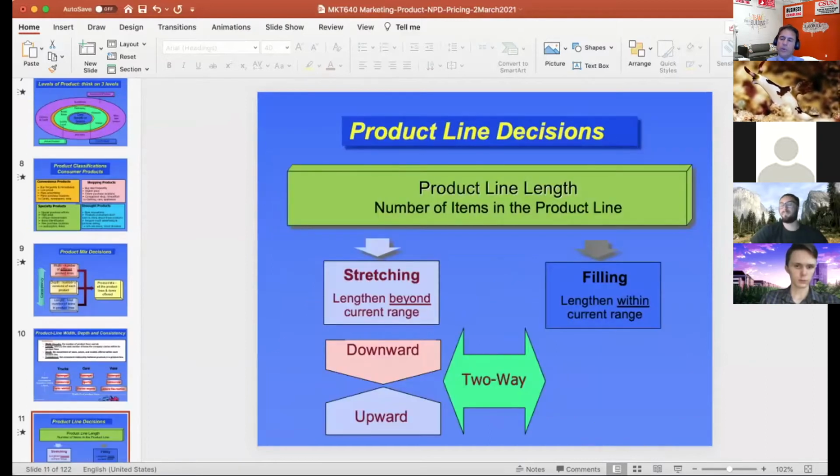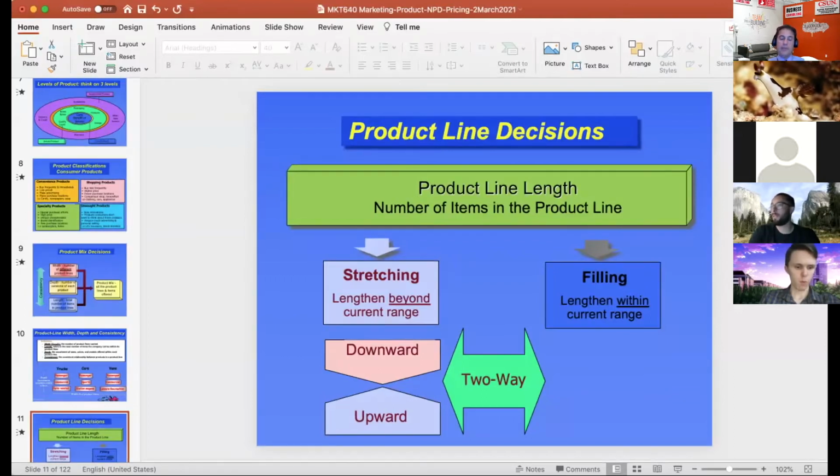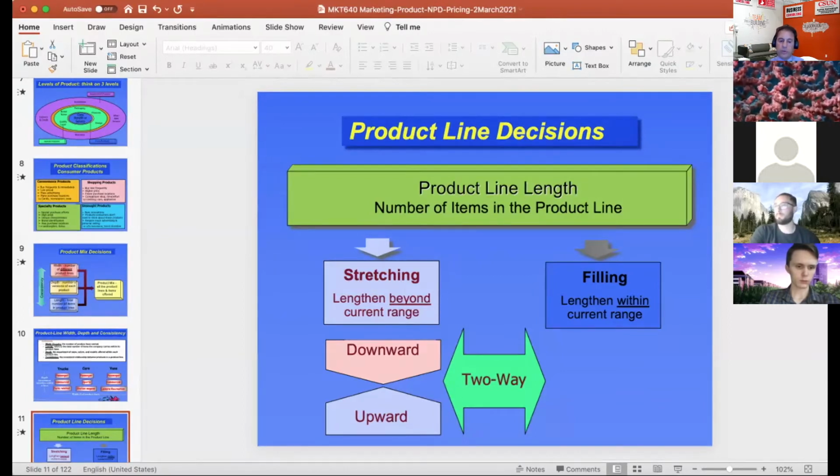Also, when you have a product line, you can think sometimes of doing a downward stretch or upward stretch, which means that there are different levels of quality that you sell. You may decide to improve the quality and increase the price, and this will be an upward stretch. If you're deciding to sell a product that is simpler, more no-frills, then that will be a downward stretch.